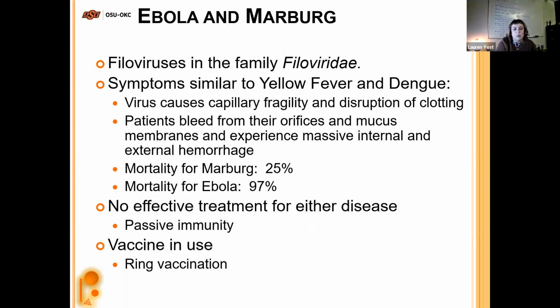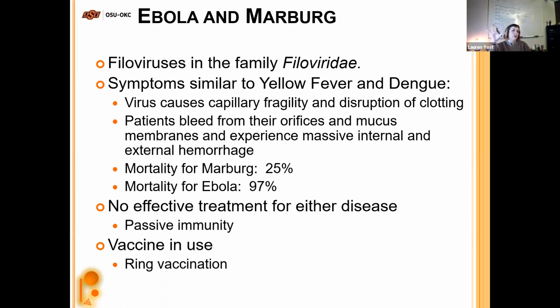It is a filovirus. Ebola and Marburg, they're very closely related. So the filoviruses are in the family Filoviridae. Symptoms are similar to yellow fever and dengue. We have capillary fragility, disruption of clotting, patients bleeding from their orifices and mucous membranes, massive internal and external hemorrhage, both. Mortality from Marburg has been cited around 25%, whereas mortality for Ebola has been cited around 97% mortality.